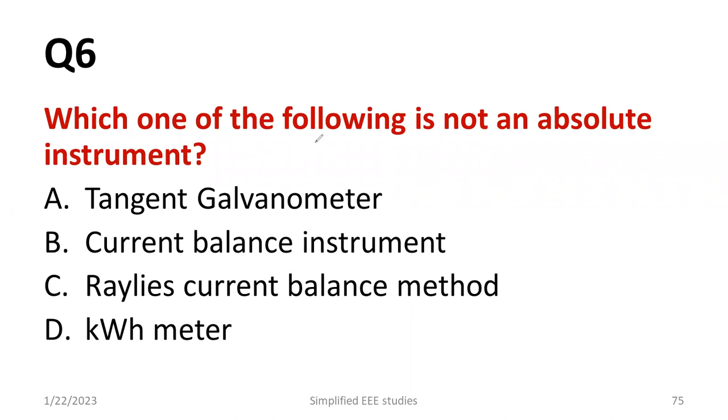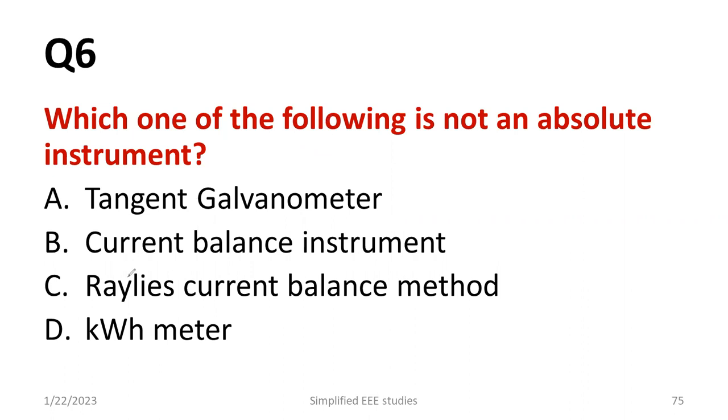Another question: which one of the following is not an absolute instrument? So you have to study about the classification of instruments. There are different types of instruments. So let us briefly go through the different classification of instruments. Secondary instruments, you already studied about: indicating instrument, integrating instrument, recording instrument. This is one category. Regarding the absolute instrument, it is basically like a tangent galvanometer, current balance instruments, Rayleigh's current balance method. All are basically called absolute instruments.